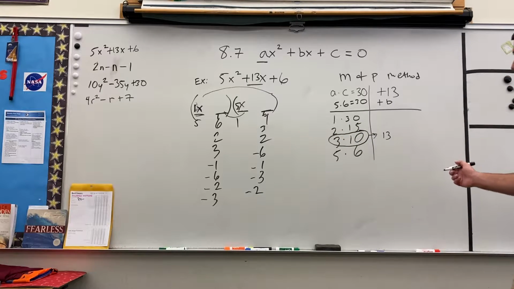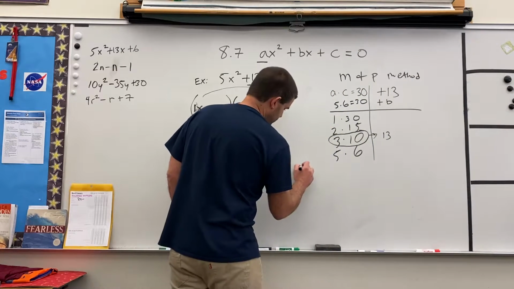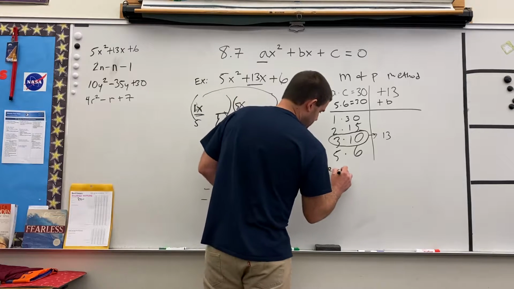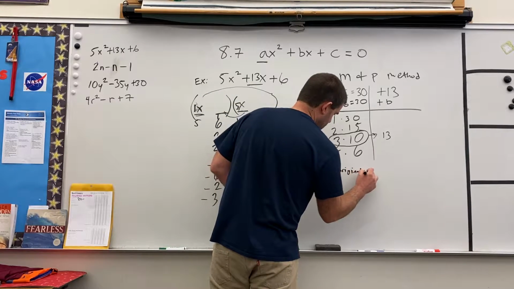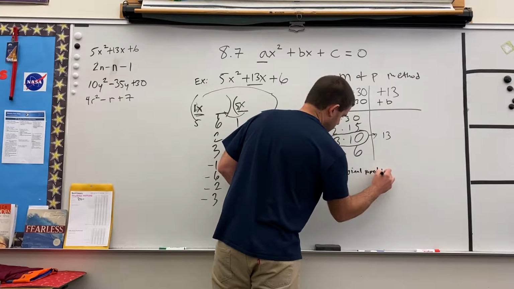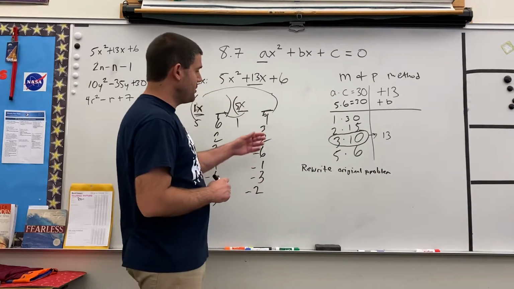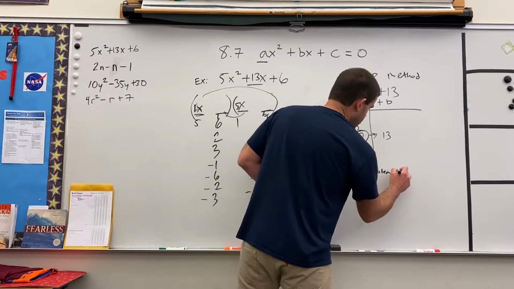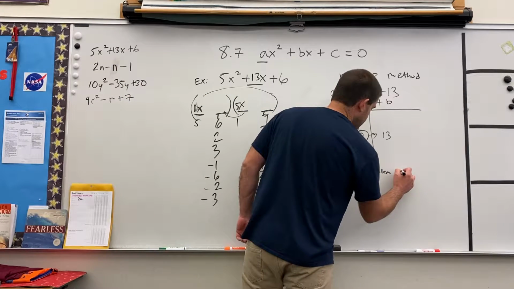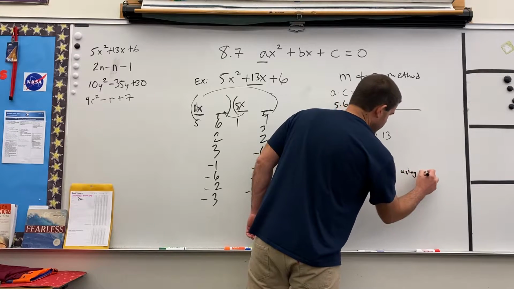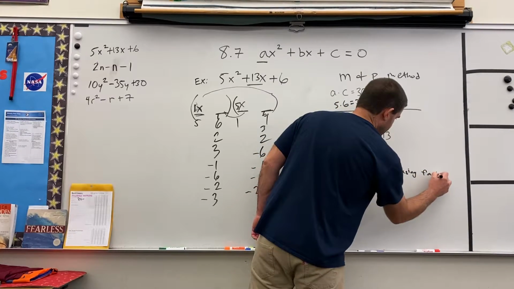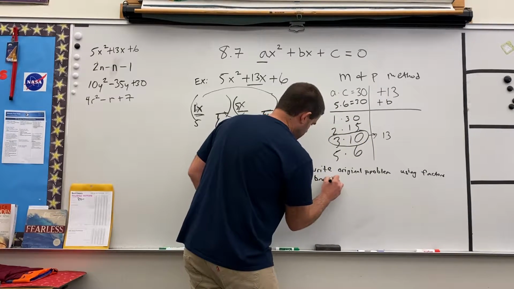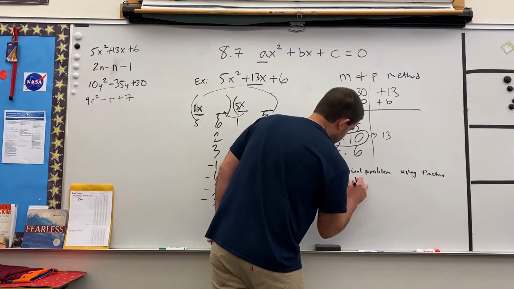Okay. And then at this point, you're going to rewrite the original problem and use 3 and 10 instead of 13. And rewrite the original problem using factors to break up b.